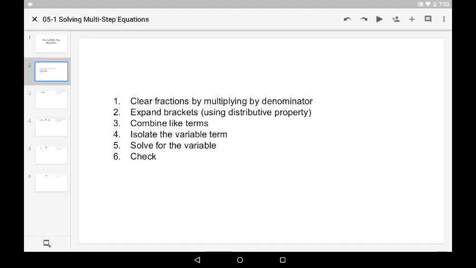You start by clearing any fractions by multiplying everything by the denominator. If there's more than one fraction, you have to find the lowest common denominator and then multiply by that. Then you get rid of the brackets by expanding, combine like terms, isolate the variable, solve for the variable, and check. The last few steps are just like all the ones you've been doing all along.